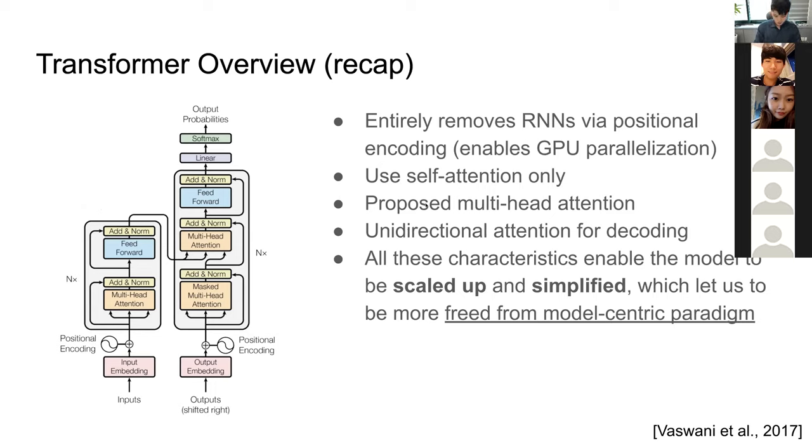All right, so I think we went through this, and probably as of now you're familiar with what transformer is. It entirely removes RNNs via positional encoding, enables GPU parallelization. It uses self-attention only, and proposed multi-head attention, which I told you is very important for this to work. And there is unidirectional attention for decoding. All these characteristics allow us to scale the model up and also simplify the architecture design process, so that we can be less concerned about the details of the model, but more about, I would say, other things, right? For instance, data or how you formulate your problem, etc.